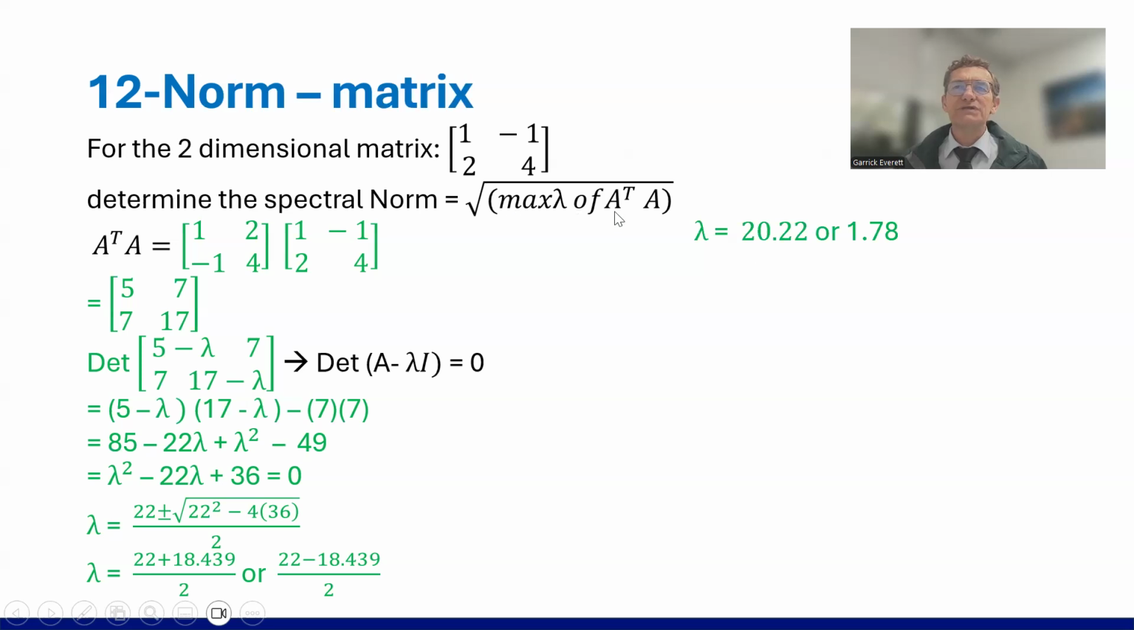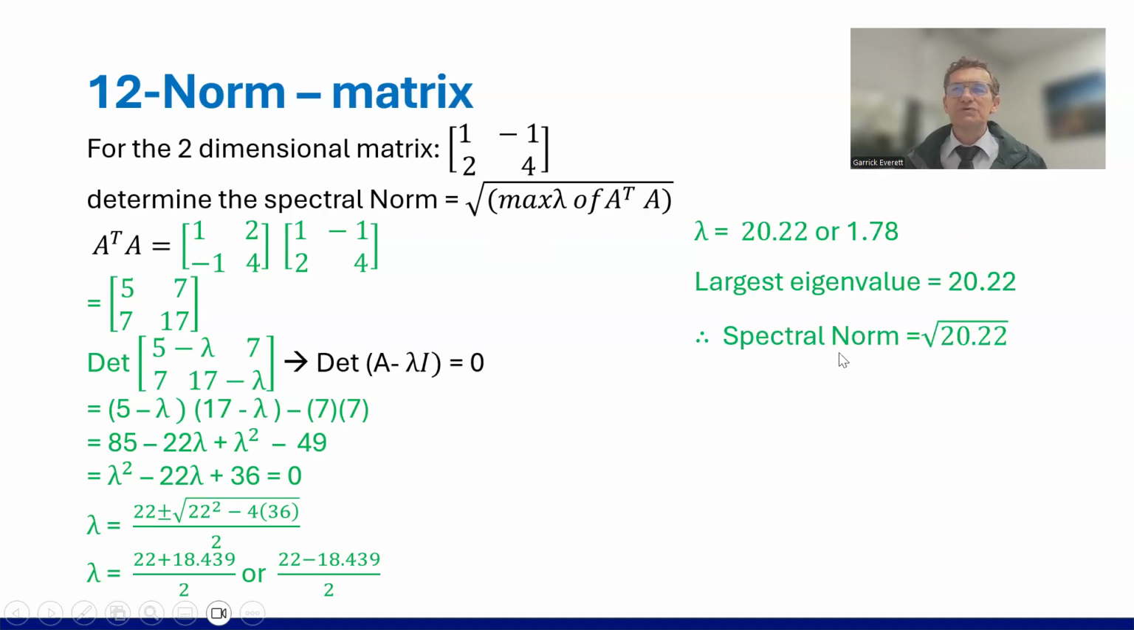We now want to do the square root of the maximum lambda. So the largest eigenvalue is 20.22. Spectral norm is going to be the square root of that, which is 4.497. And you're done. So this is the most complex one you'll do when you're finding out the norms, doing the spectral norm. It's very straightforward, but easy to make a mistake.